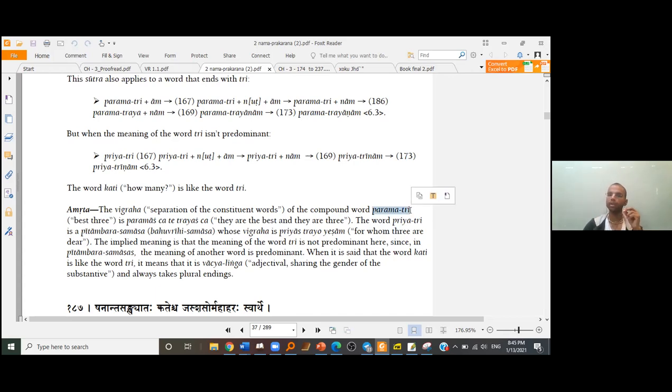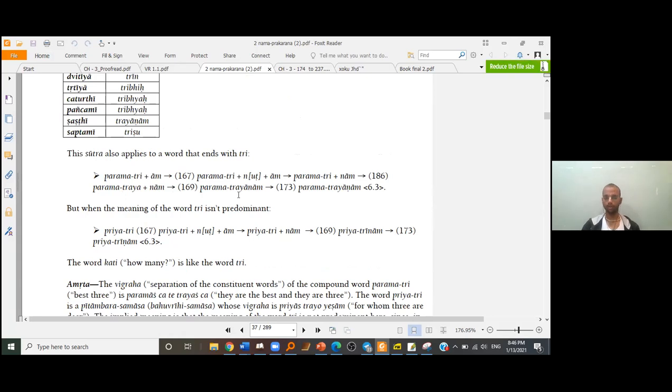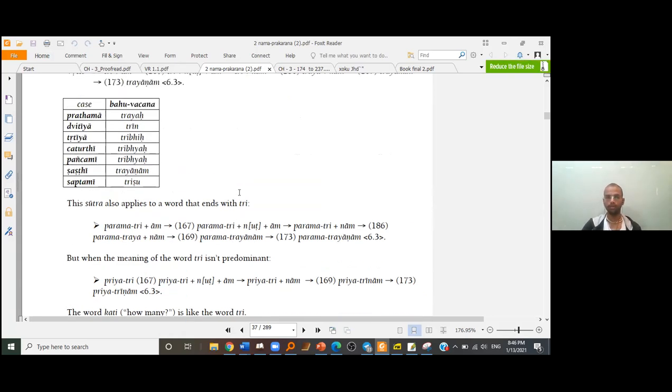Tri is used in Swa Artha predominantly. But in the other case, it's not used predominantly in the Swa Artha. It's Gauna Artha. The main Artha here is for whom. So this is the meaning Swa Artha and Aswa Artha or Para Artha.